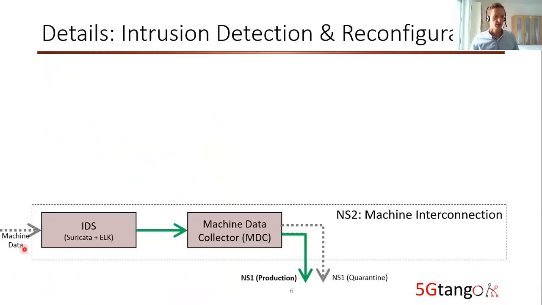Here we have the machine data arriving from the left to the network service 2 through the IDS to our machine data collector, which is part of network service 2. And there it's usually sent into the network service 1, the production instance.